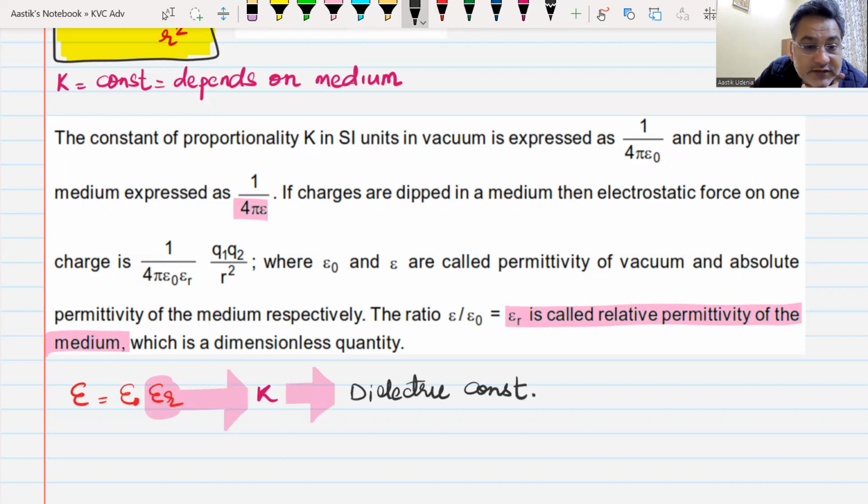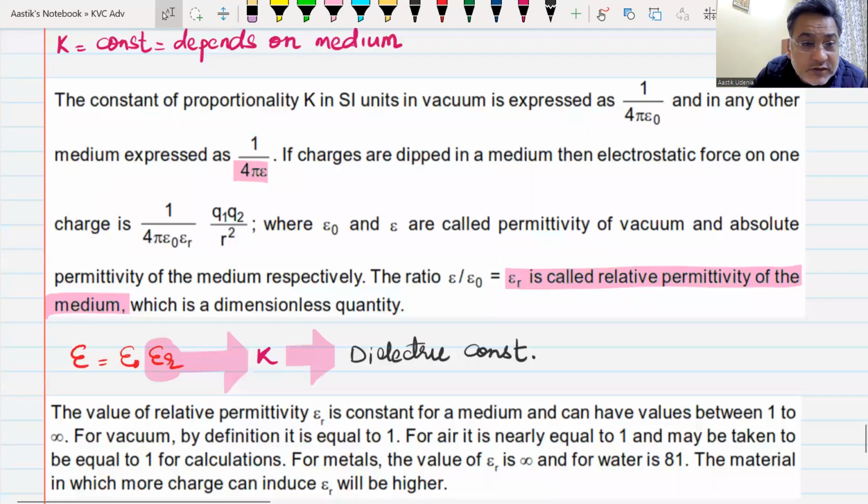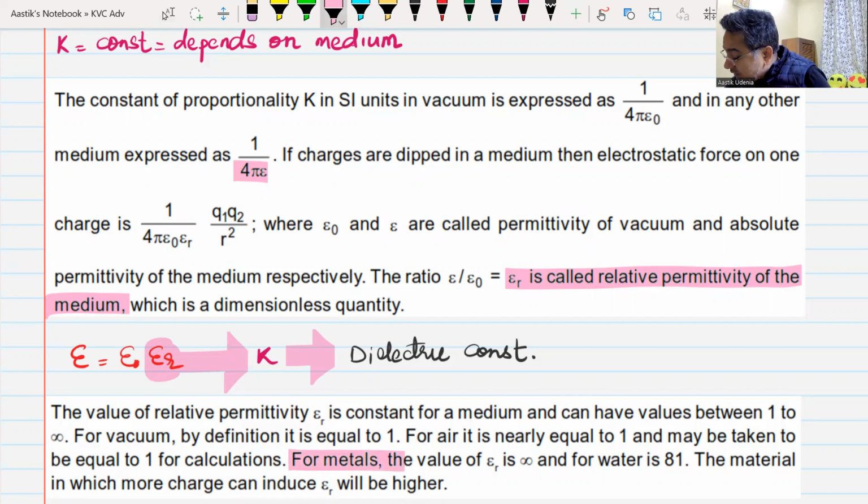The value of this K varies from body to body. For conductors or metals, as we will see in capacitance, the value of K or epsilon r is infinity, and it always lies between 1 and infinity. The value of K for vacuum is taken as 1. I'll give you 2 minutes to note this down.